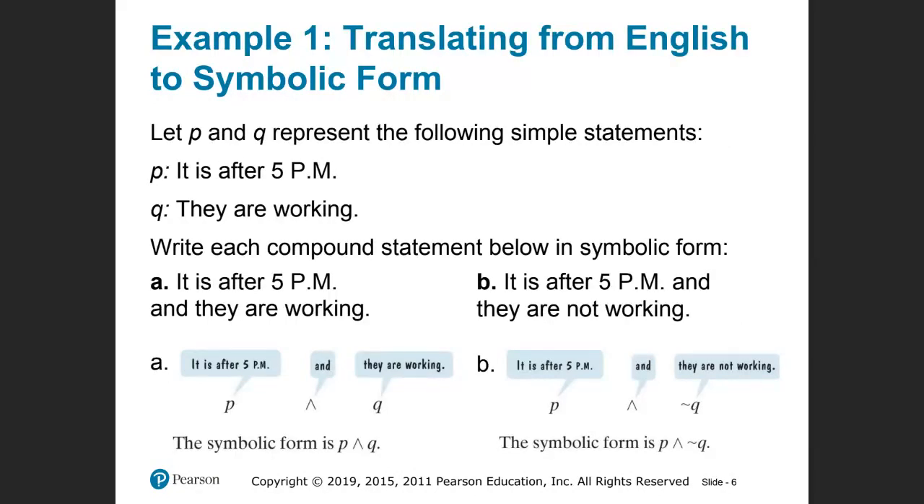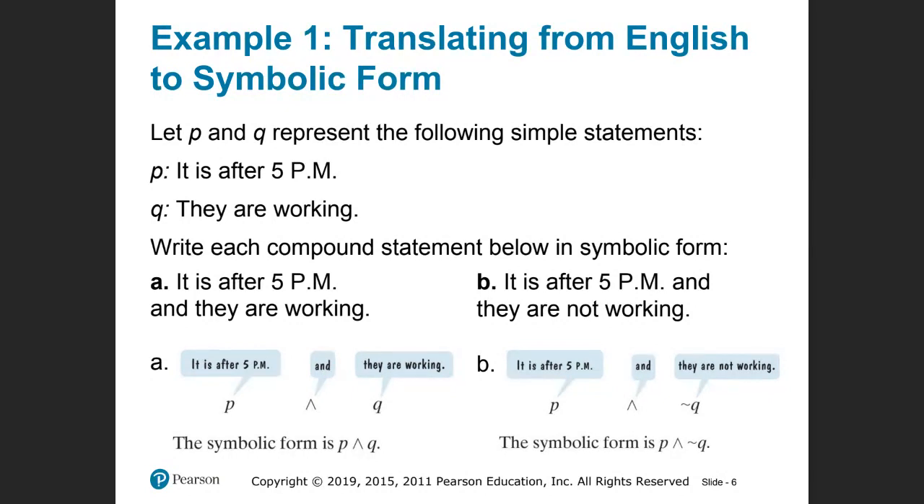Here's an example of translating from English to symbolic form. We're going to let P and Q represent two simple statements. P is, it is after 5 p.m., and Q is, they are working. So we're going to write each compound statement below in symbolic terms. It is after 5 p.m., and they are working. So if P is, it is after 5 p.m., we're going to have P, and is a little caret, and then they are working is Q.